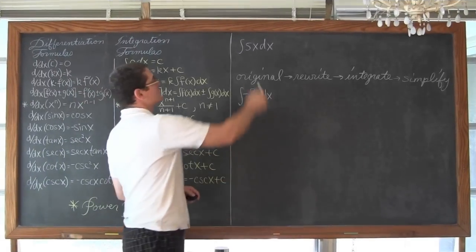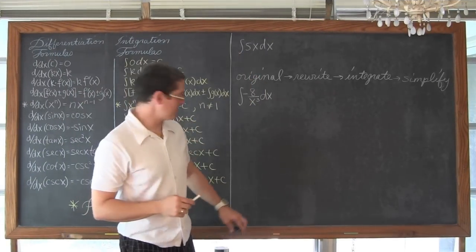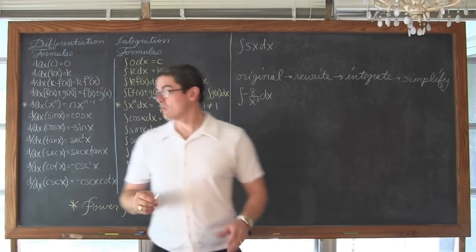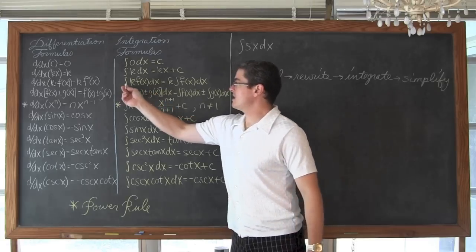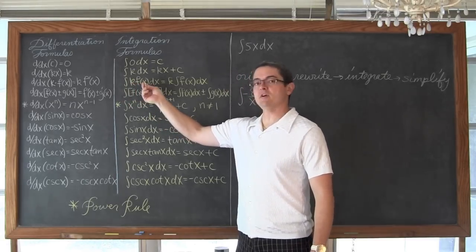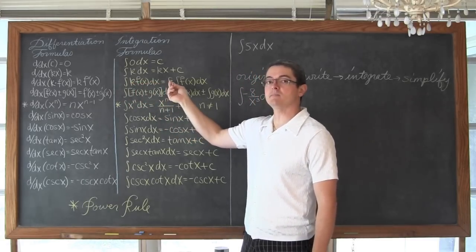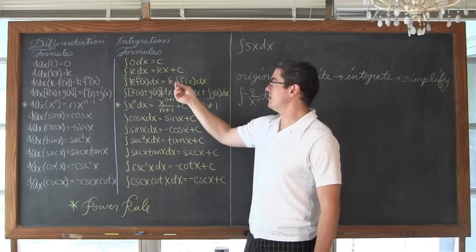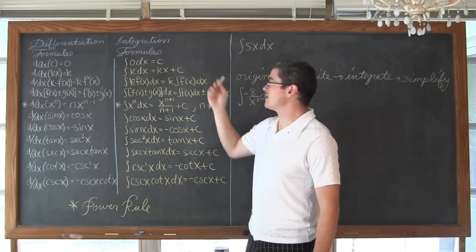Here's our first two examples. We want to find the integral of 5x dx. So we're going to use this rule right here that says the integral of a constant times a function dx is equal to that constant pulled out, times the integral of f of x dx.